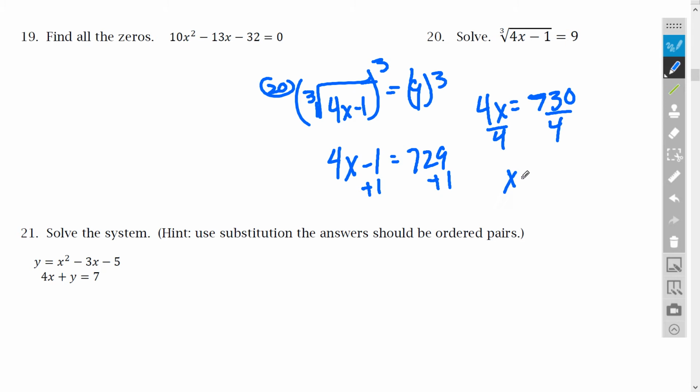Divide by 4. 730 over 4. Let me just simplify that. They're both divisible by 2, so this simplifies to 365 over 2. If you want to put it as a decimal instead, that's probably fine, but 365 over 2 is fine.